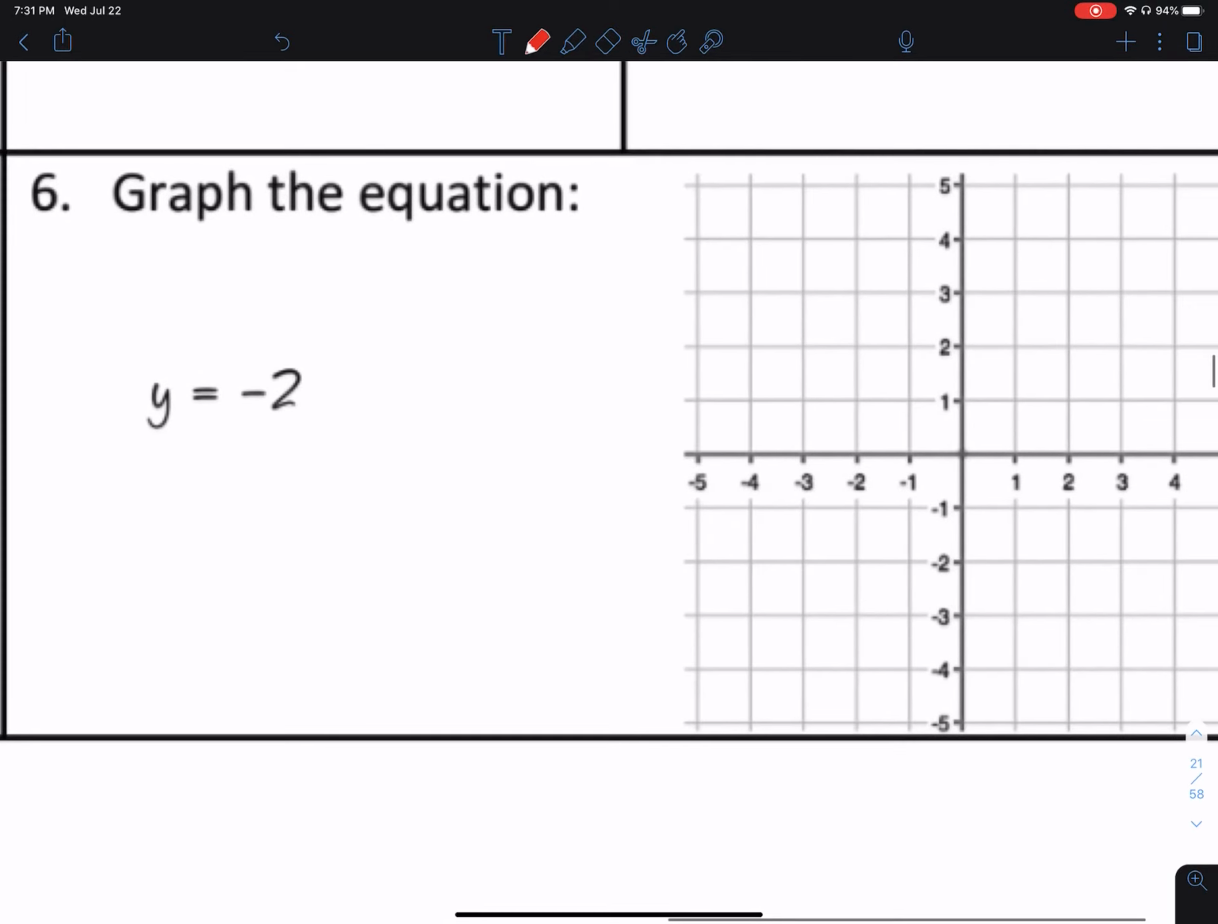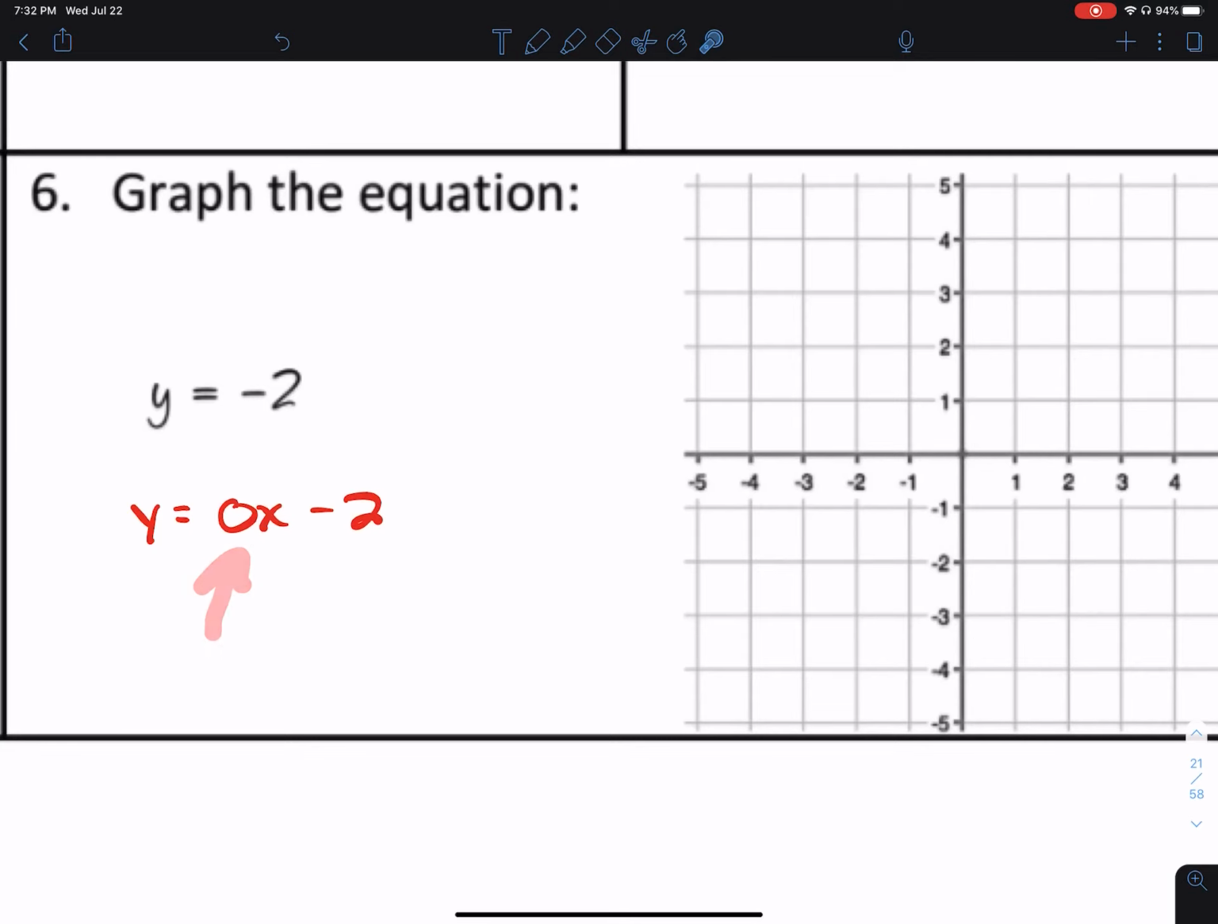Number 6, graph this equation, y equals -2. This cannot be written in slope-intercept form. Actually, I take that back, it can be. This is actually y equals 0x minus 2.